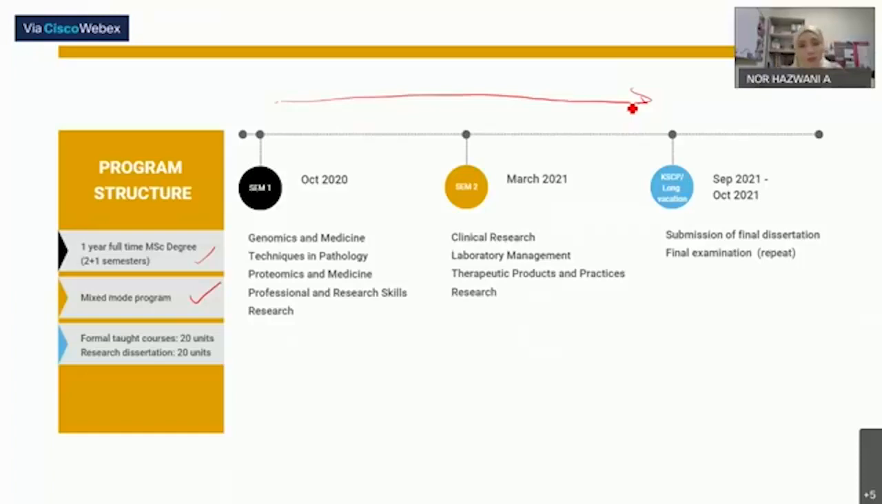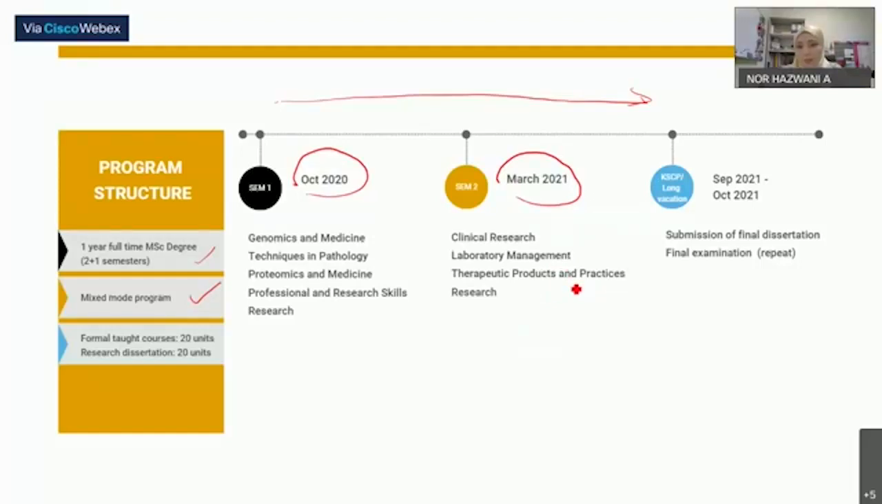Imagine yourself, like Suguna, planning to enroll into our program. Semester 1 will start in October 2020, specifically 12 October 2020. You have to take these modules: genomics and medicine, techniques and pathology, proteomics and medicine, professional and research skills, as well as research. After semester 1, there will be a short semester break, and then semester 2 will start in March 2021. You have to take these modules: clinical research, laboratory management, therapeutic products and practices, and research.